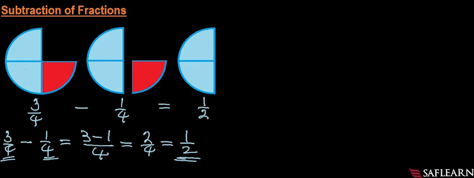Let's look at 5/7 minus 3/7. Now this is 5 minus 3 over 7, and that's simply 2/7. The denominators are the same, so we subtract the second numerator from the first numerator.